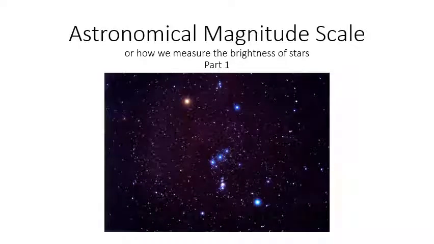So in this video we're going to be looking at the astronomical magnitude scale, or how astronomers measure the brightness of stars. We're also going to be relating this brightness to the intensity and coming up with a few formulae, showing how these formulae are derived as well, so that you get a thorough understanding of the background to this material.